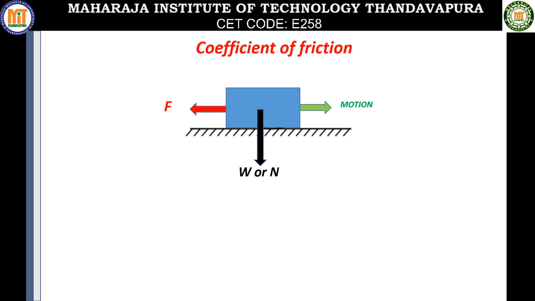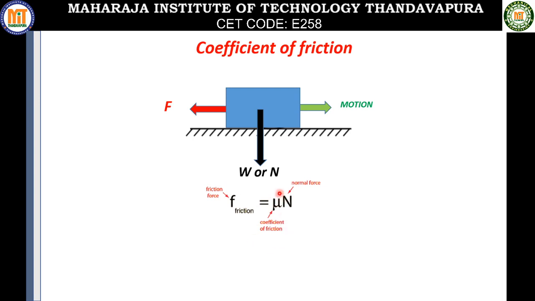So here according to Leonardo da Vinci, frictional force is directly proportional to the normal force. He was the first person who concluded that the frictional force is always directly proportional to the normal load. So F is directly proportional to capital N. So here that proportionality constant that I get from the relation between the frictional force and the normal force, I call it as coefficient of friction.